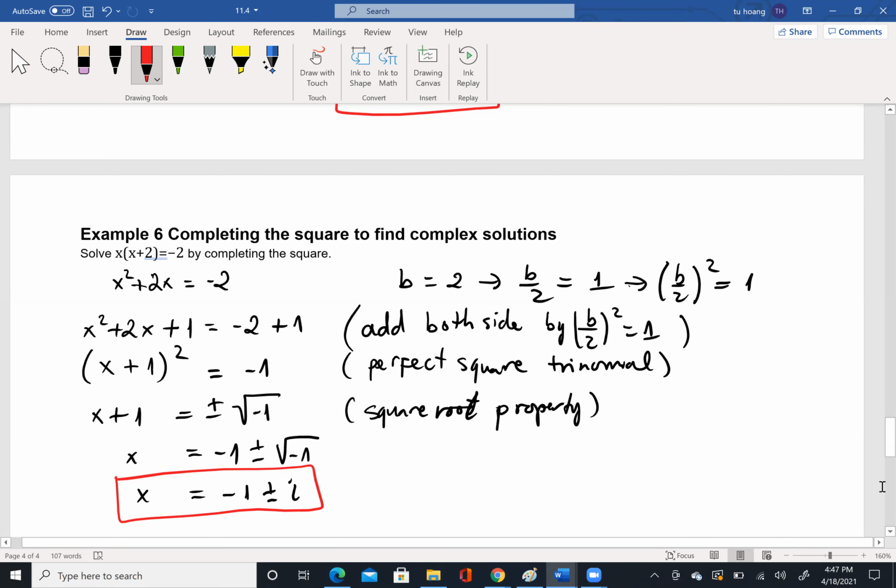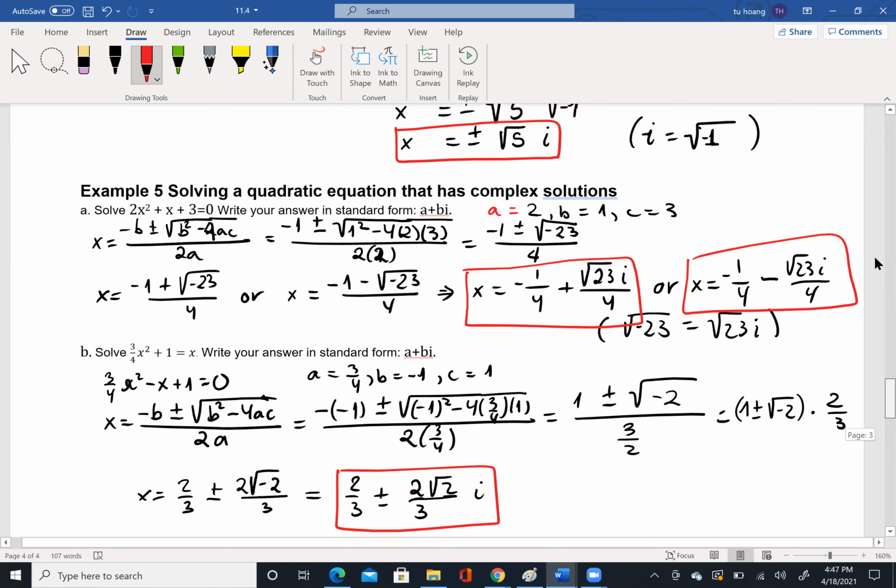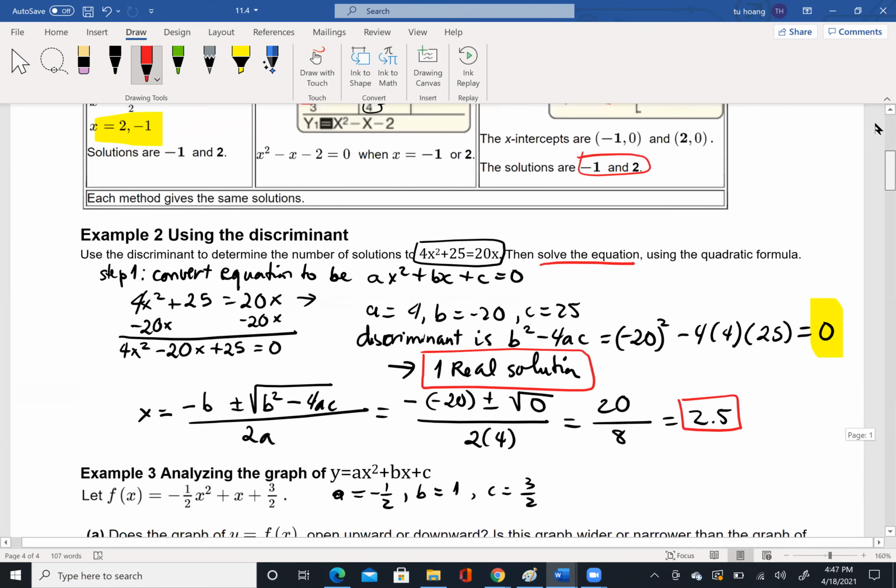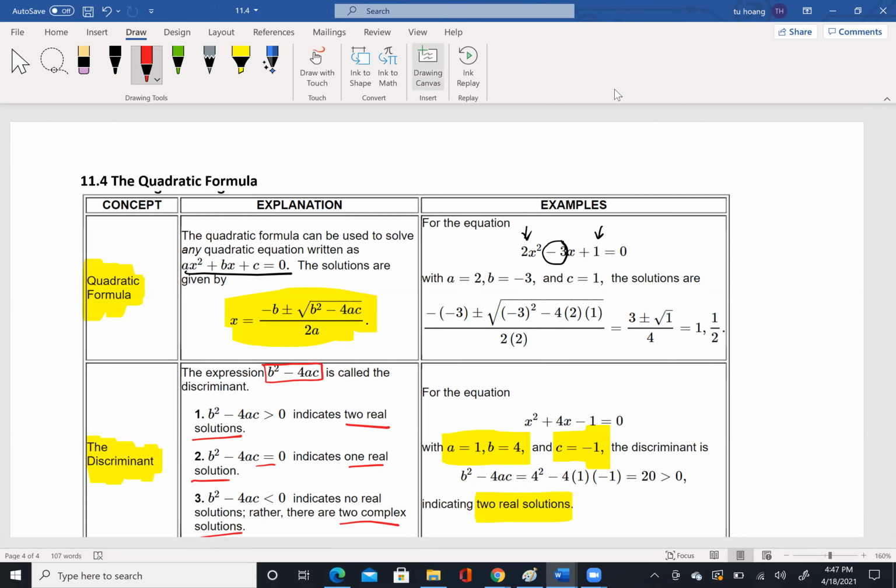Okay, so I have done section 11.4, the quadratic formula, and we'll see you in the next session.